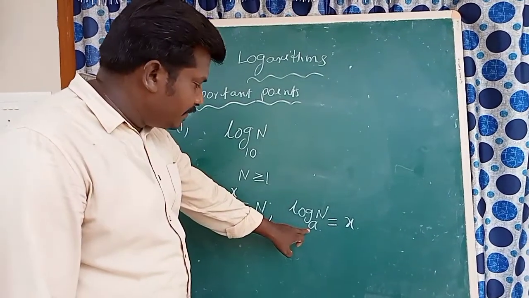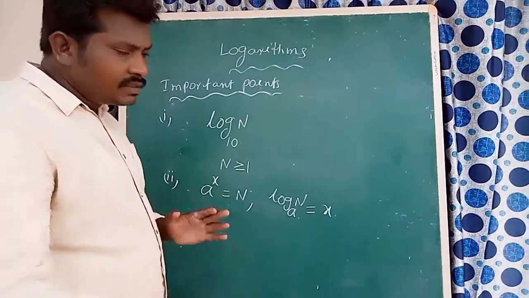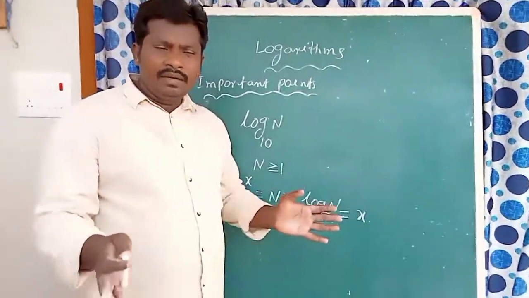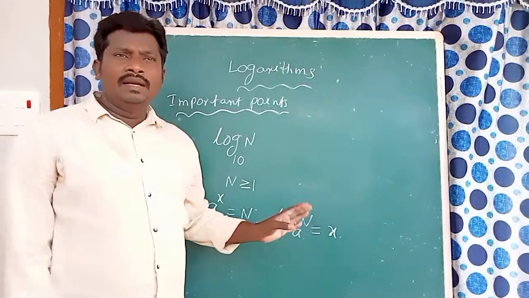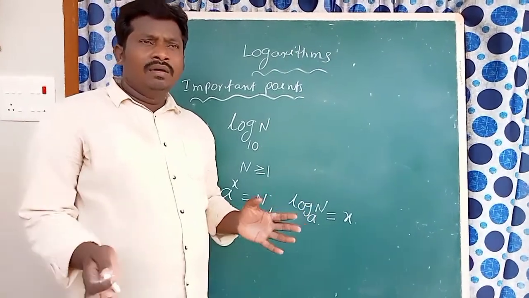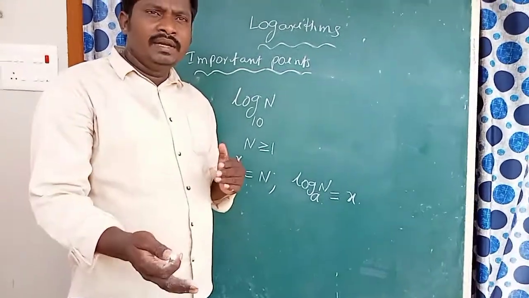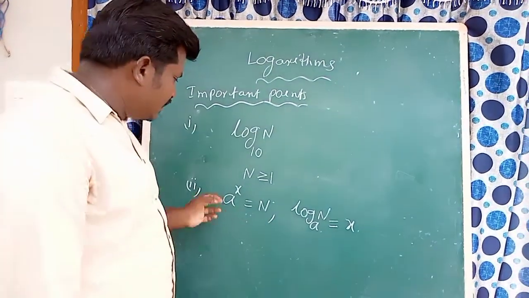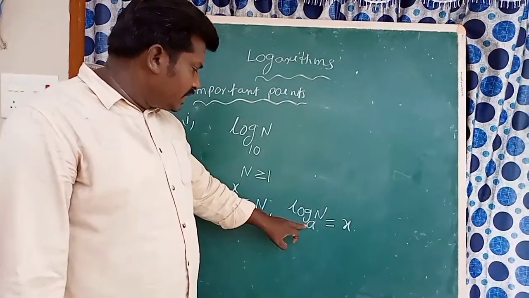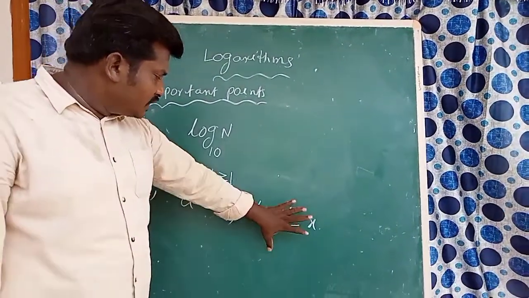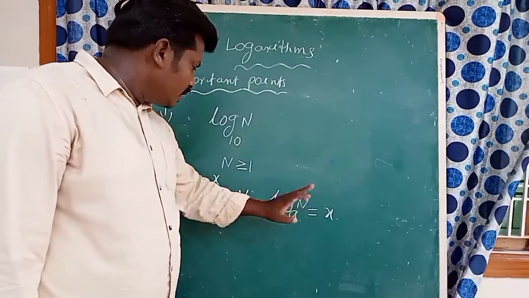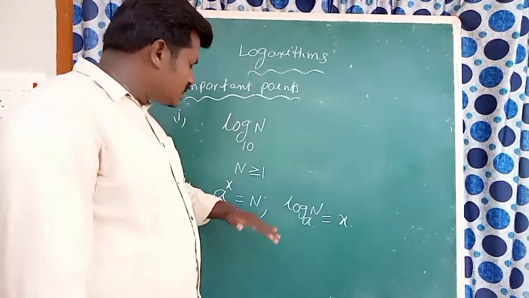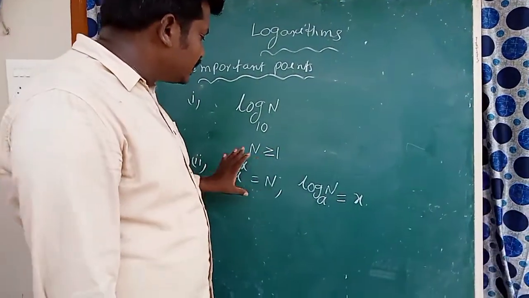Here the base is a. I already said that for the common logarithm, if a base is not given, you can directly take 10. Or you can also change the base value based on the given problem. That's why here I have to change the base value to a. This is the logarithm form of the given exponent form. That's all. That is the second point. This one is very much useful.